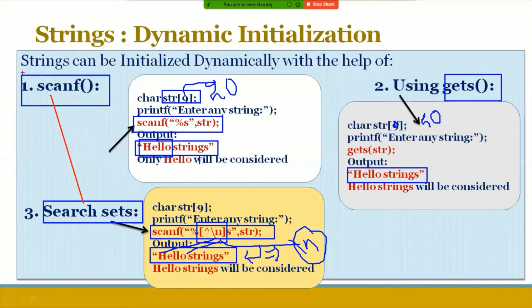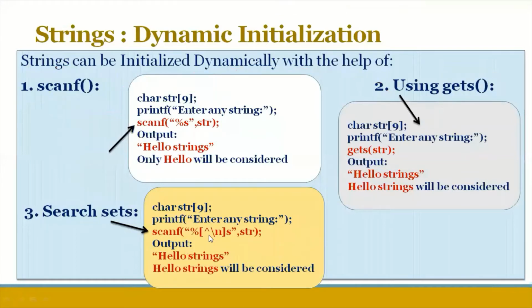That is the drawback of the scanf function. You can overcome it with the help of the gets function and with the help of a scanset. That is, by using the scanf function only, but special characters except \n need to be used to read multiple words including spaces. That is about the strings dynamic initialization concept.